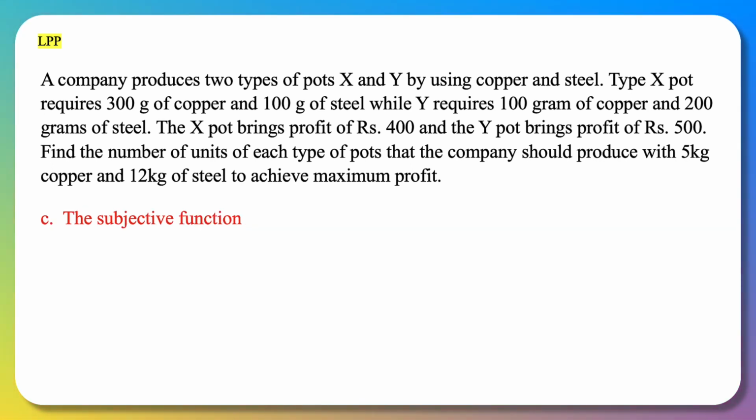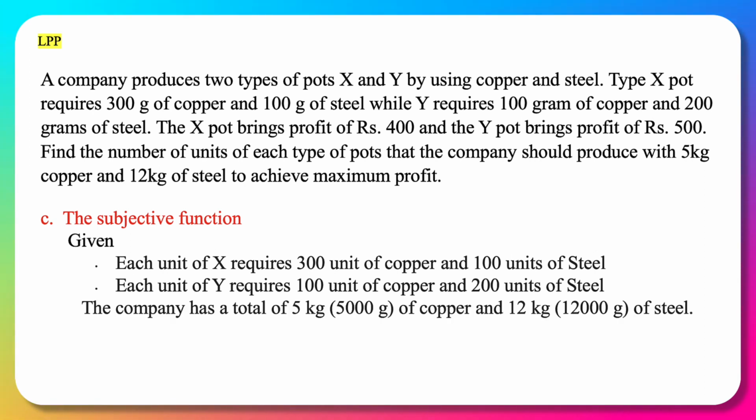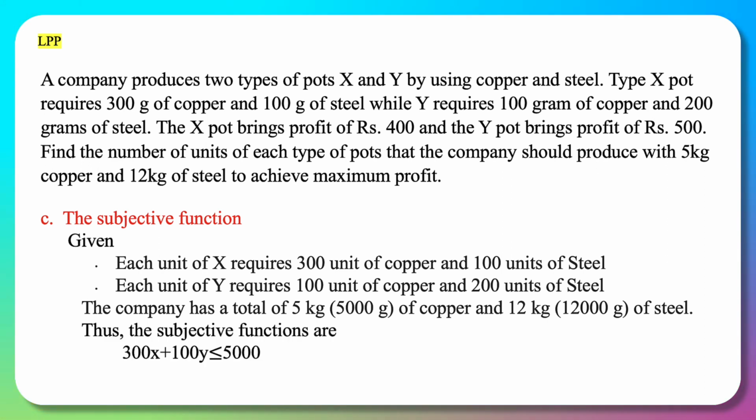Then we will define constraint functions. Given that each unit of x pot requires 300 unit of copper and 100 unit of steel, and similarly, each unit of y pot requires 100 unit of copper and 200 unit of steel. And also, the company has a total of 5 kg of copper and 12 kg of steel. Therefore, the constraints will be 300x plus 100y is less or equal to 5000 and 100x plus 200y is less or equal to 12,000.